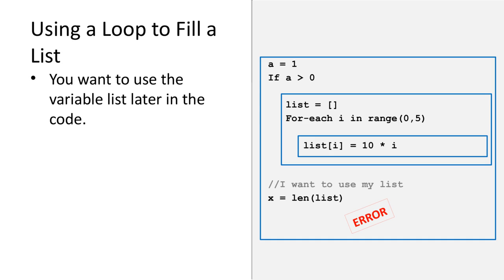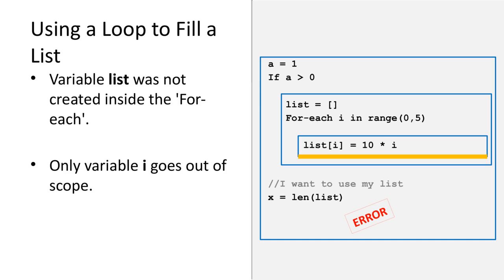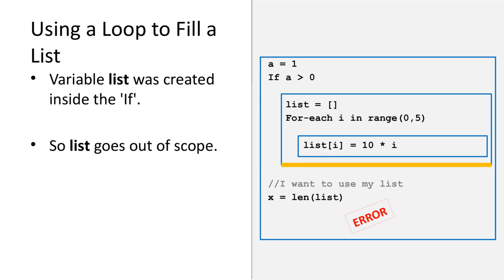We will look at one last example. In this example, you create a list data structure. And you create a loop and put some values in the list. Let's say that at the end of the main block of code, you want to do something with your list. Here, as an example, we just get the length of the list. The list is not declared in the for each code block. So at the end of this code block, it remains in scope. But the list is declared in the if code block. So at the end of this code block, it goes out of scope.